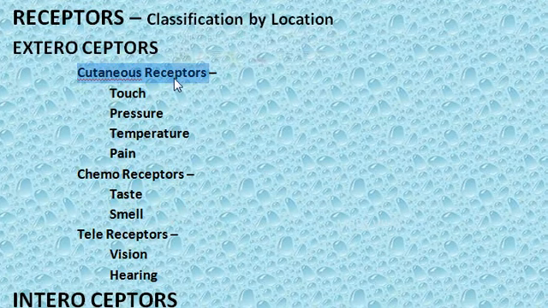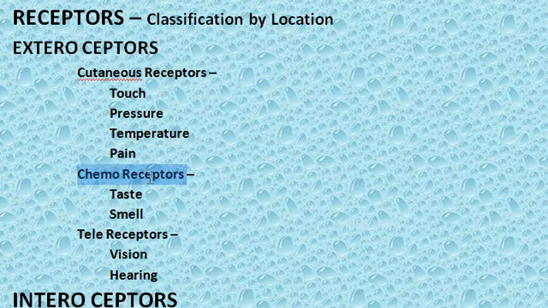See, cutaneous receptors, what can you feel externally at the fingertip? You can feel touch, pressure, temperature, pain. Chemoreceptors, that is something like a chemical. You can taste it, you can smell it, right? Telereceptors means something far, like a telescope. You can see something far, you can hear somebody talking from somewhere far, correct? So all these are the exteroceptors.